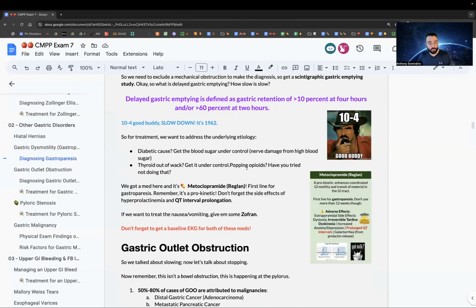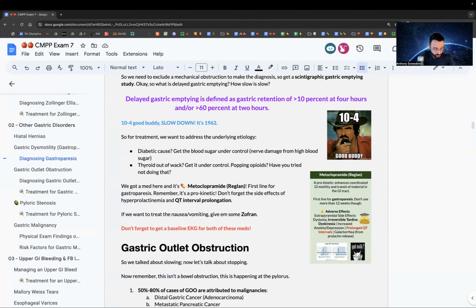All right, to treat, we want to see if it's diabetic. We can get their blood sugar under control because nerve damage from high blood sugar can cause this. If their thyroid is out of whack, we can get it under control. Obviously, if they're taking opioids, they should not do that.